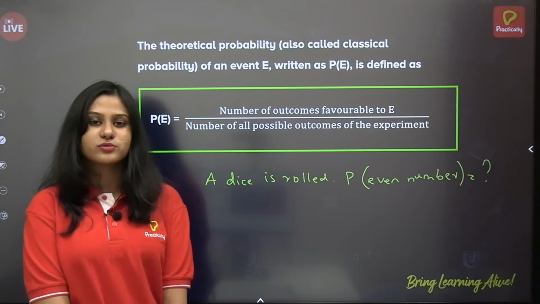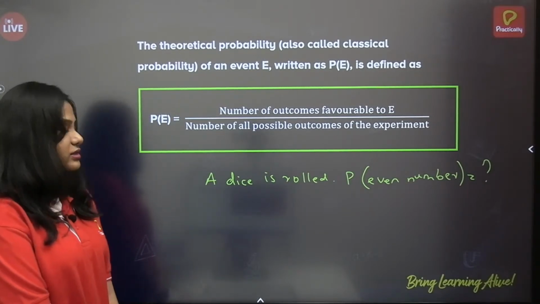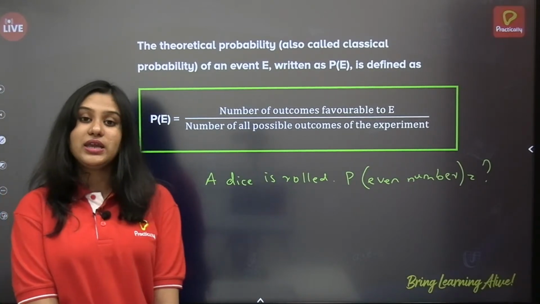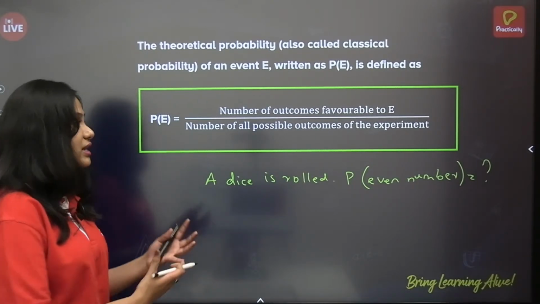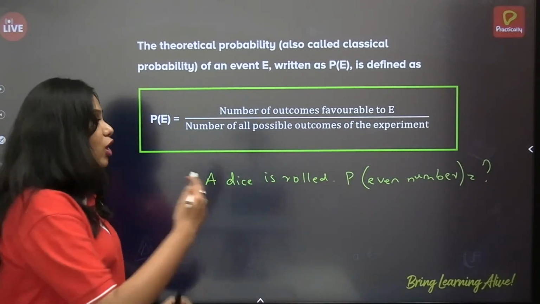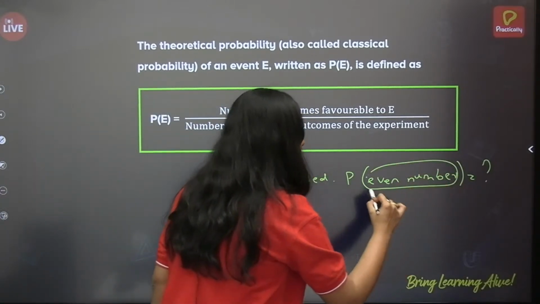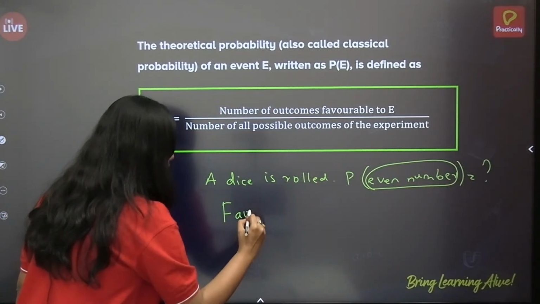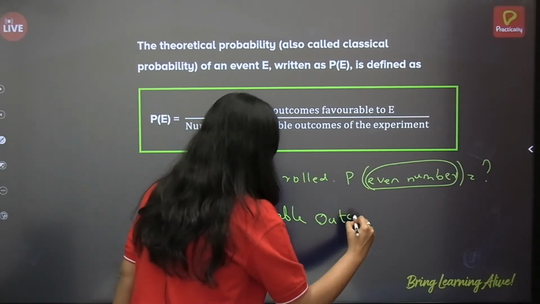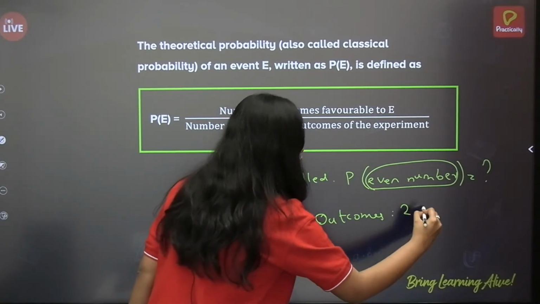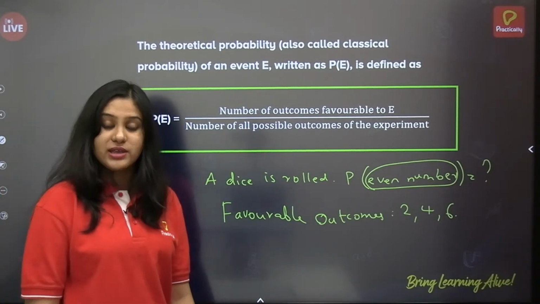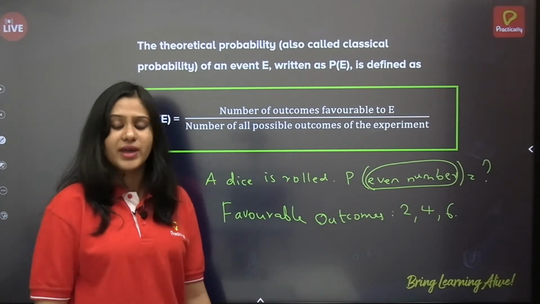I'll wait, not for more time, just 15 seconds, 10 seconds. So a dice is rolled, we have to find the probability of getting an even number. So first let us write the number of outcomes favorable to the event. What is the event here? Even numbers. So what are the favorable outcomes? Favorable outcomes are 2, 4 and 6. Correct? Very good. Lakshmana Prabhu has already given the answer 3 by 6, 1 by 2. Very good. Keep it up.